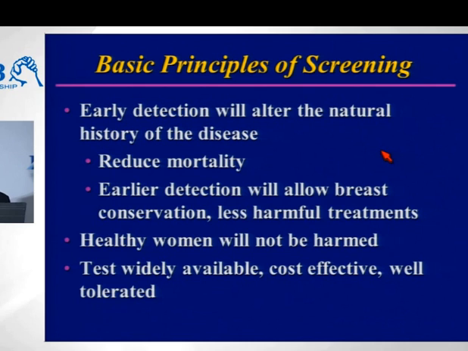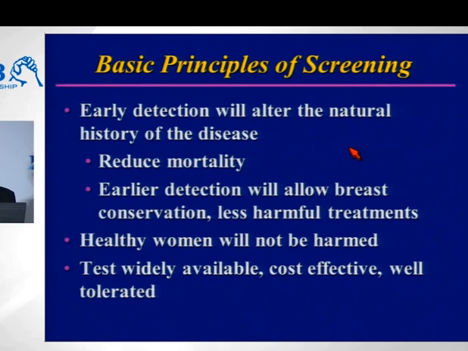Before we can even talk about ultrasound for screening, we have to understand the basics of screening for cancer. We need a test that will detect the disease earlier so you can alter the natural history of the disease, and in so doing reduce the mortality from the disease and the morbidity from the treatment. Earlier detection will allow breast conservation and less harmful treatments.